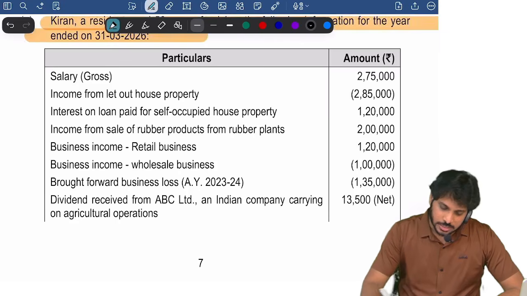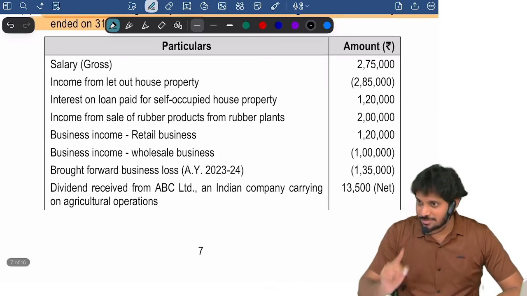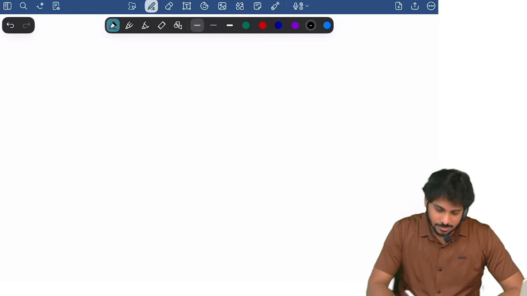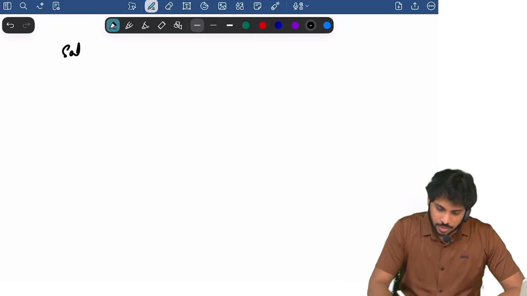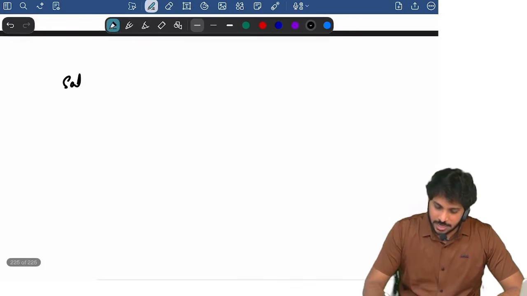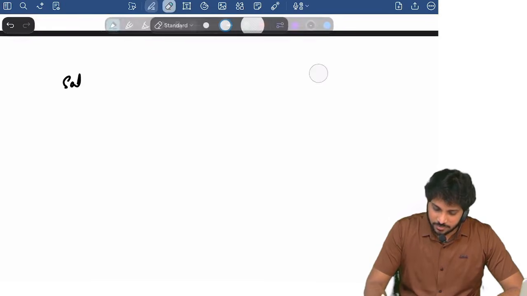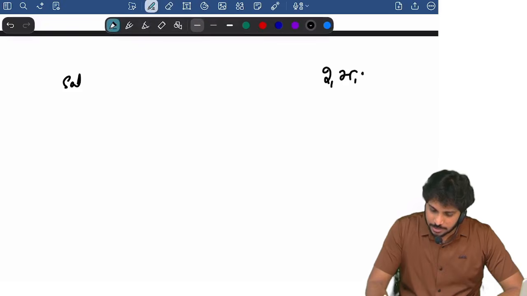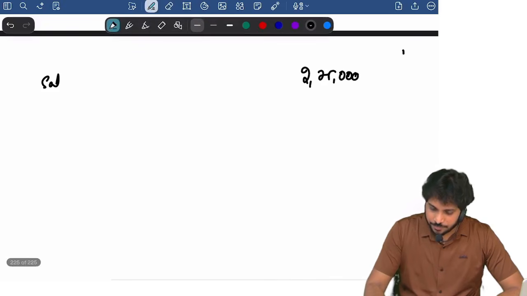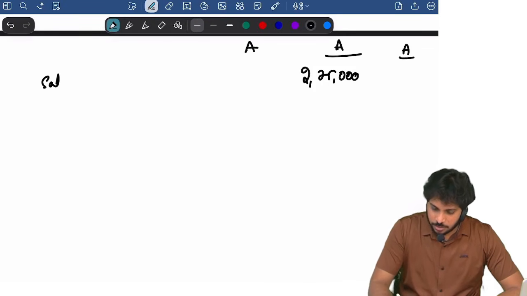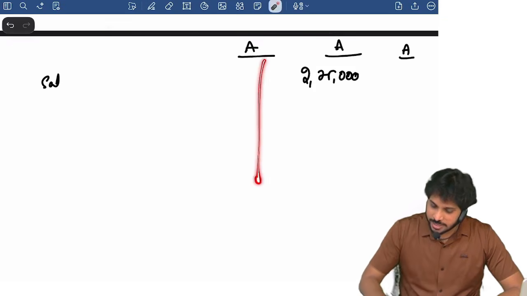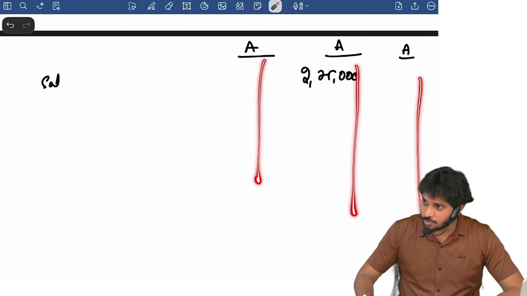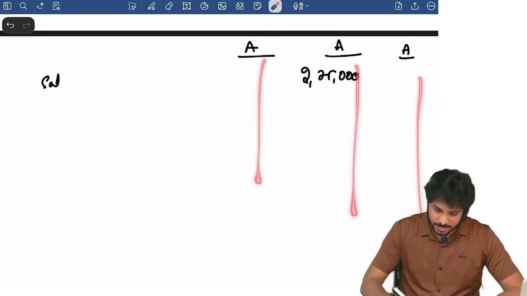So now look at this, salary with choice, by the way. So salary, how much more? I will put 3 amount columns. I'll maintain here for set off and carry forward. I'll maintain 3 amount columns. 2,75,000. Okay, amount, amount. This is for intra-head set off. This is for inter-head set off. This is the final output for that. Okay, next.